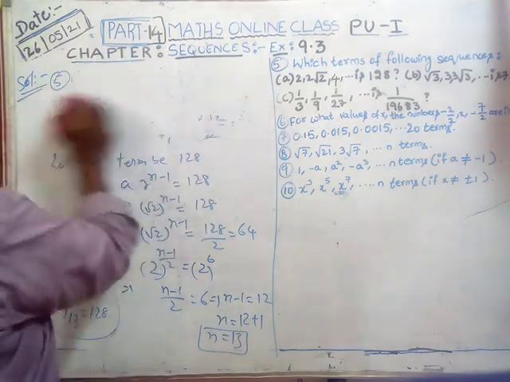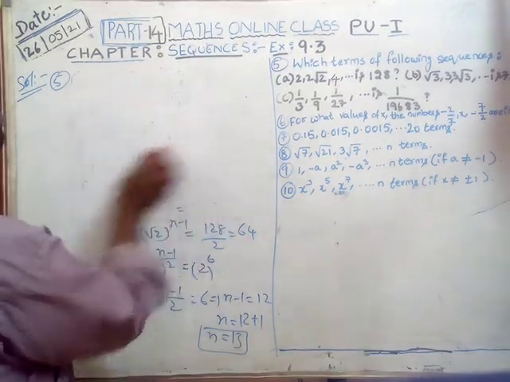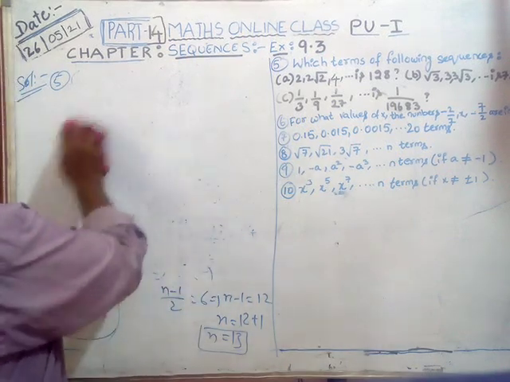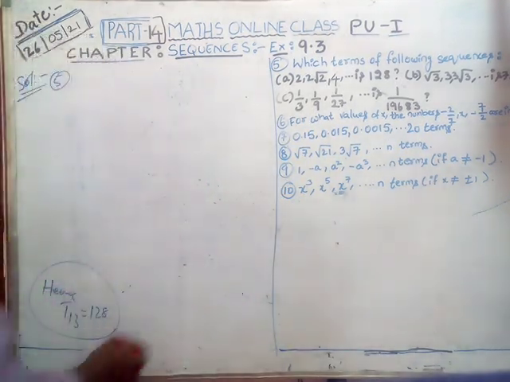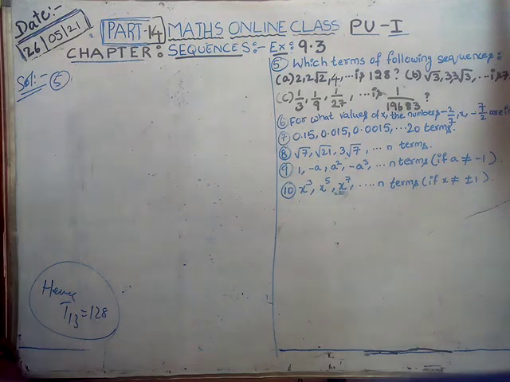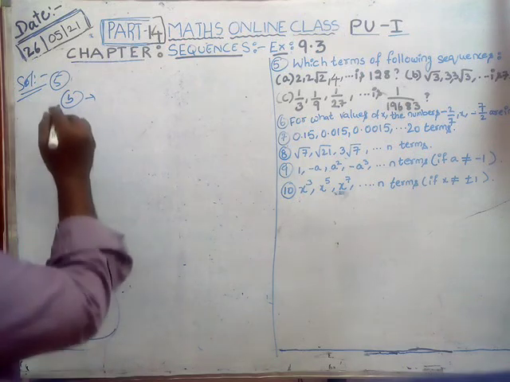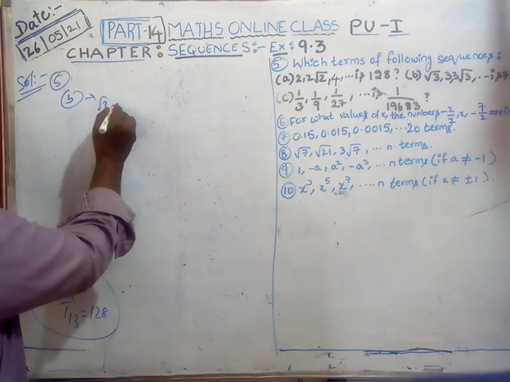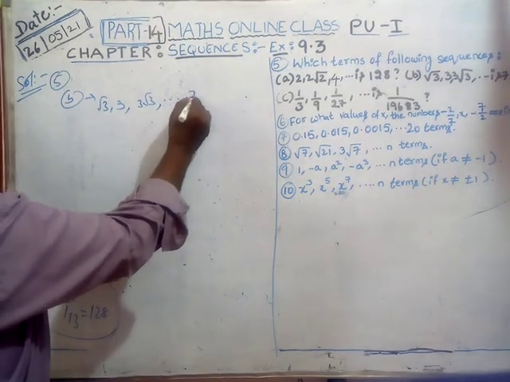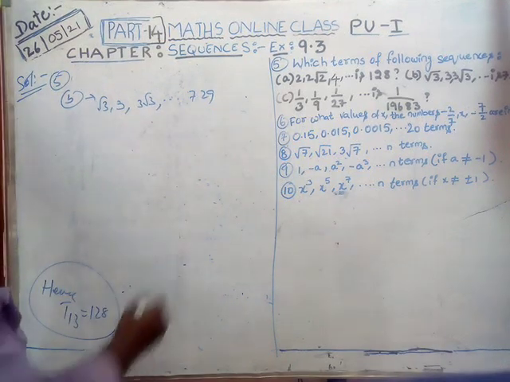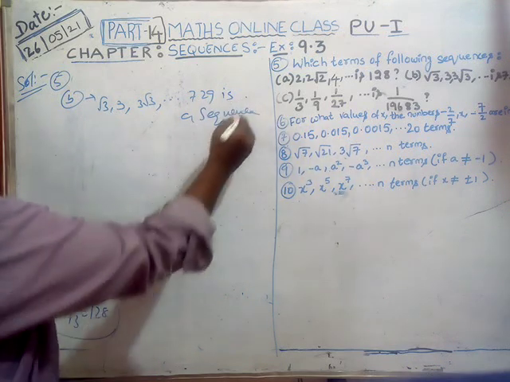Now the second one, part B. It is root 3, 3, 3 root 3, ..., 729. It is a sequence that we are given.